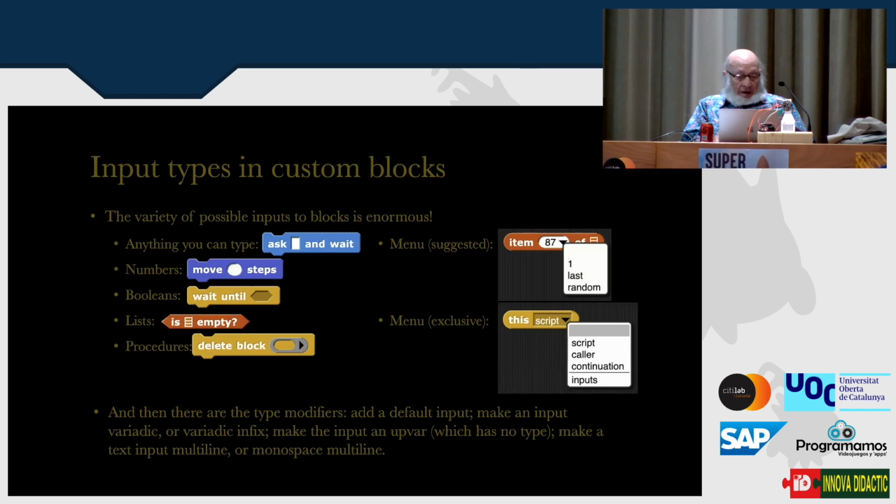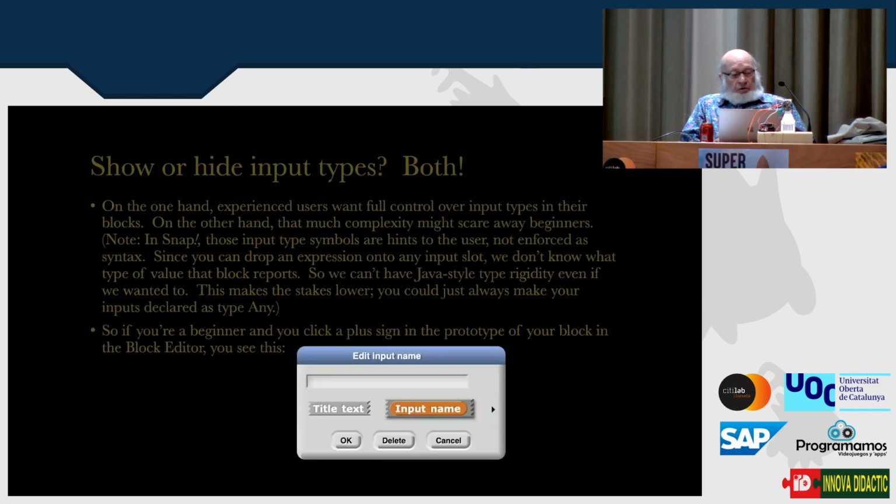So how are we going to make that work? Do we show or hide all the input types? And our answer here, which I think, again, is going to be uncontroversial, nobody's going to disagree with me about this, our decision is to do both. We both show and hide them, because experienced users want to be able to do all those things that I just talked about on the last slide. But that much complexity will completely scare away beginners, and they'll decide they can't make custom blocks at all.